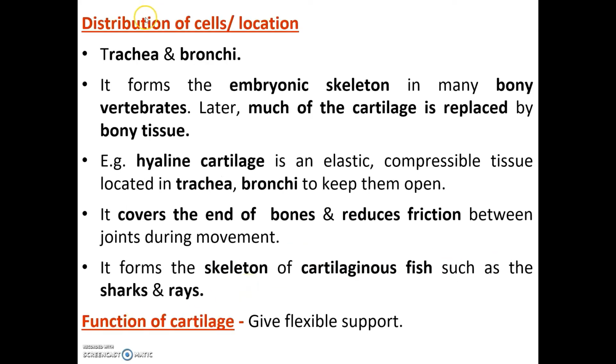Hyaline cartilage can be found in the trachea and bronchi, and it forms the embryonic skeleton in many bony vertebrates, and later the hyaline cartilage will be replaced by the bony tissues. Hyaline cartilage is elastic and compressible, and is located in the trachea and bronchi to keep them open. It covers the ends of the bones, reduces friction between the joints during movement, and it forms the skeleton of cartilaginous fish such as sharks and rays. The function is to provide flexible support.